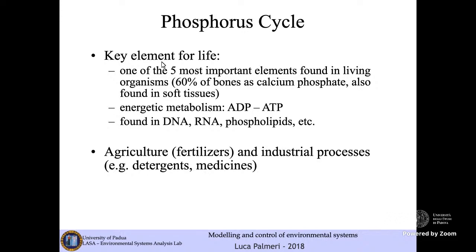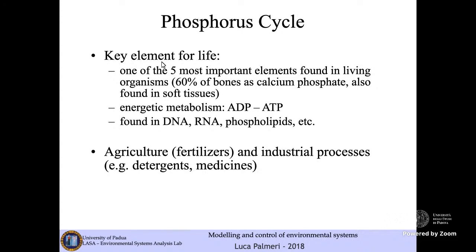Then phosphorus is very relevant, especially when humans are involved in the story, because as you may imagine, phosphorus appears as an important element in agricultural activity, in which you may apply fertilizers, but also in industrial processes, for example, in detergents, medicines, and so on. You may have significant quantities of phosphorus.